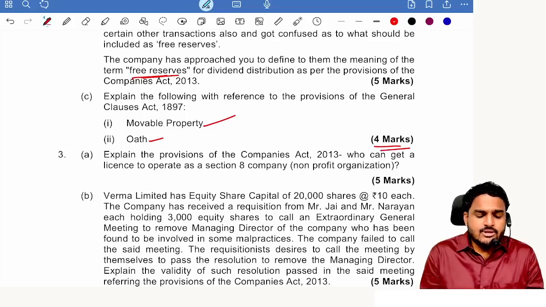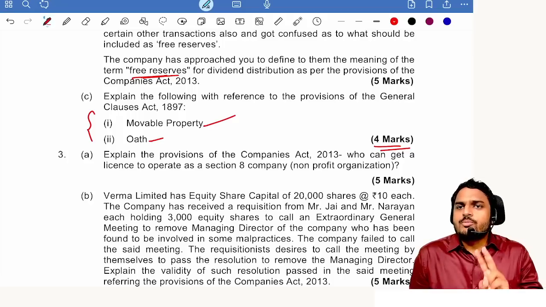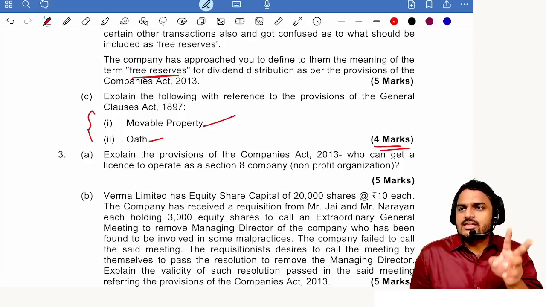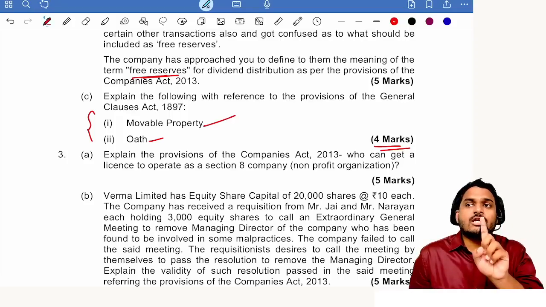4 marks, simple definitions. Once again I am telling you, in General Clauses Act, how many parts we are having? 2 parts. Definitions, general rules of construction. From definitions you will get a 4 marks question. From general rules of construction you will get 4 marks.